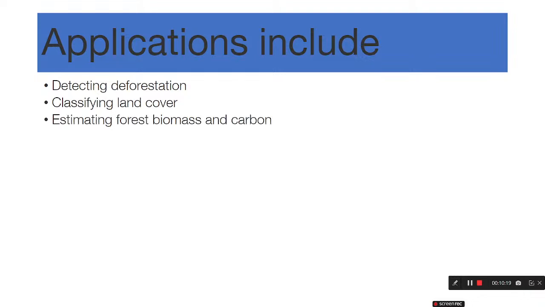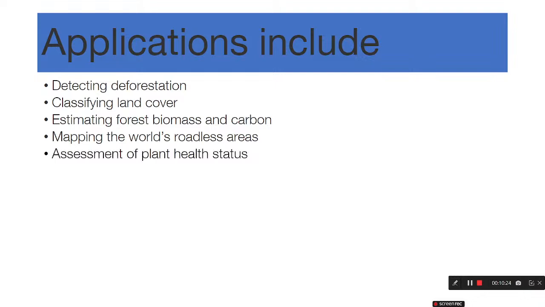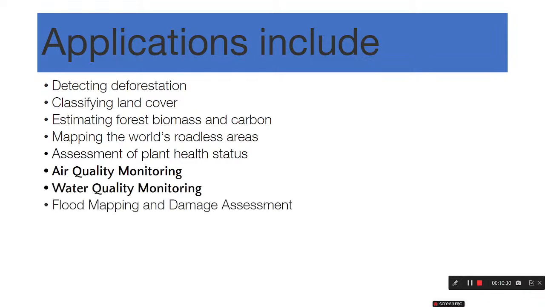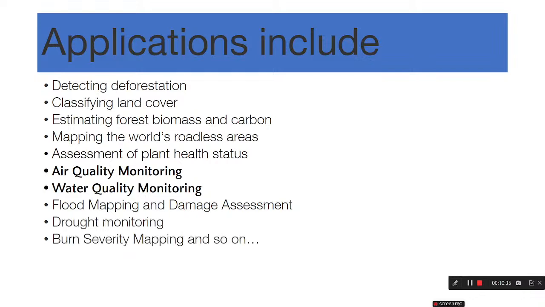There are a lot of applications in the Google Earth Engine platform. Basically, here I mentioned some applications such as detecting deforestation. We can easily use the Google Earth Engine platform for detecting deforestation, then classifying the land cover and land use mapping, then estimating the forest biomass and carbon, then mapping the world's roadless areas, then assessment of plant health status, then air quality monitoring as well as water quality monitoring, and flood mapping and damage assessment, then drought monitoring, then burn severity mapping, and so on.